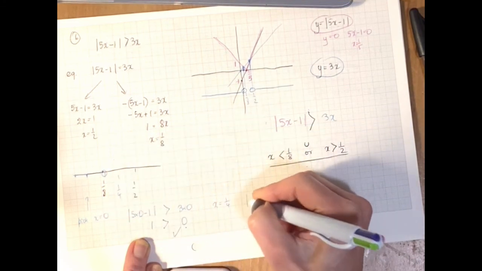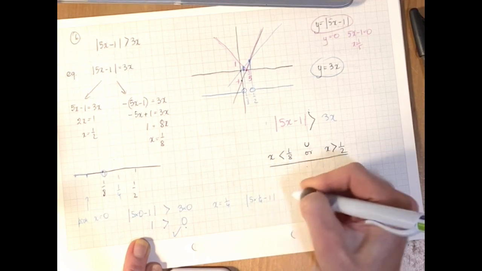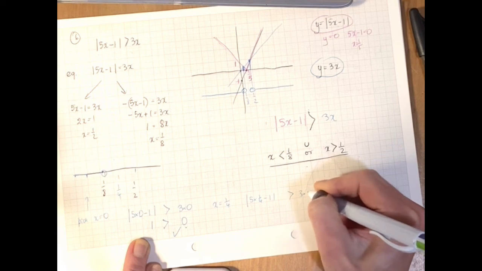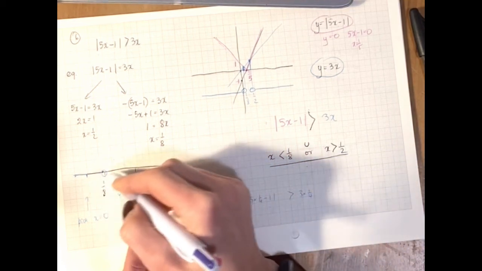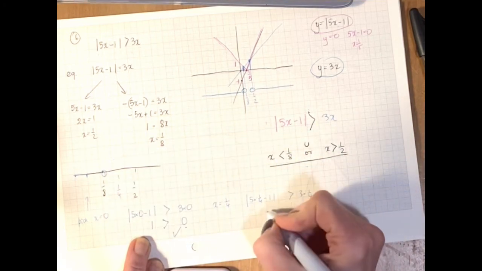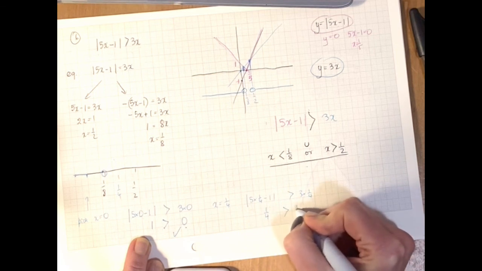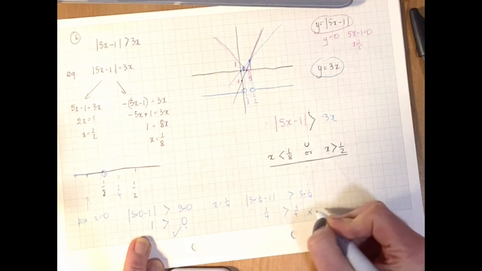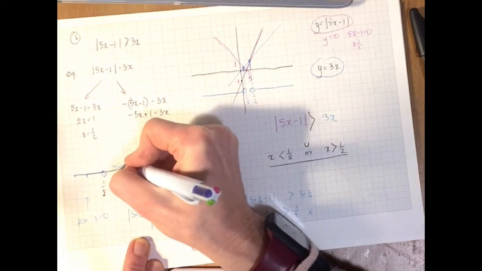Let's put a quarter into the left hand side, and the right hand side, let's put a quarter. I don't think it will be working because you normally have a gap, but let's check. 5/4 minus 1 is 1/4. Is it greater than 3/4? No. So we don't want this part here, reject that part.